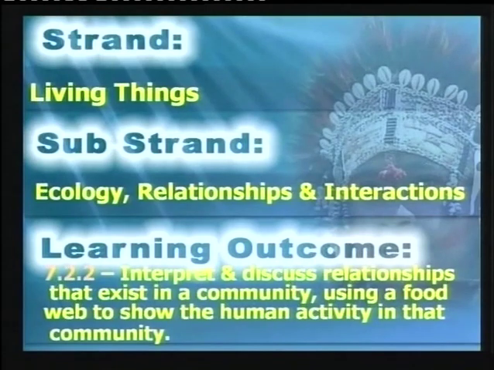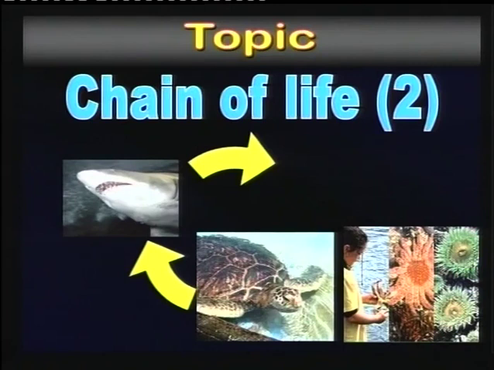Our today's lesson topic is Chain of Life 2. This time we are going to be looking at the flow of energy found in the sea. Our last lesson we looked at the land. This lesson we will be looking at the flow of energy in the sea. So we will be looking at food chains in the sea.